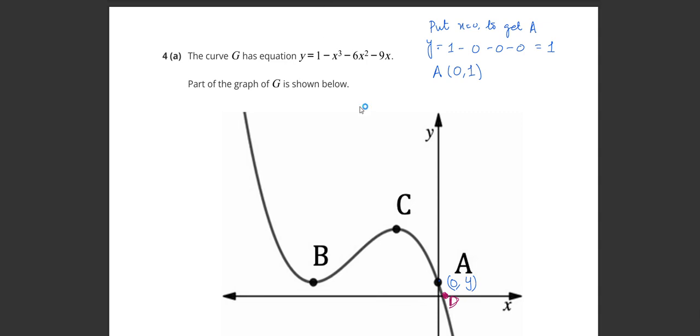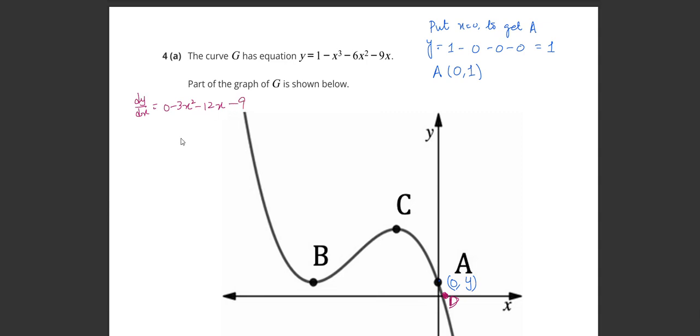I should take the first derivative now and then put it equal to 0, and then solve it. So I will write down here dy over dx is equal to 0 minus, what should I write here? The derivative of 1 is 0, then minus 3x squared, then minus 12x, then minus 9.